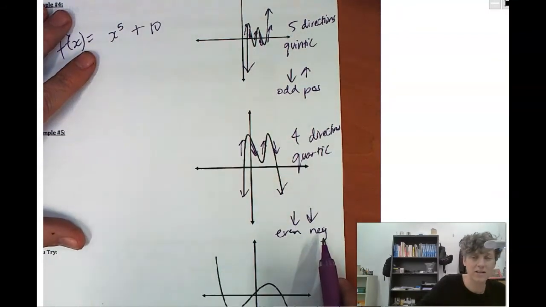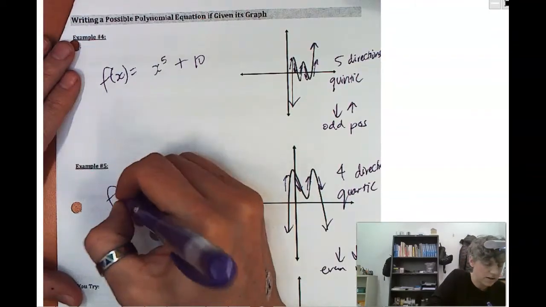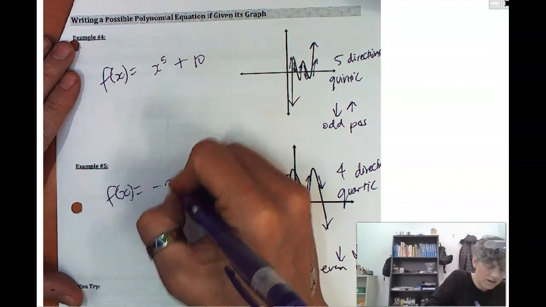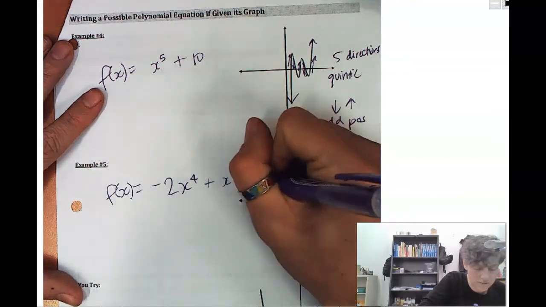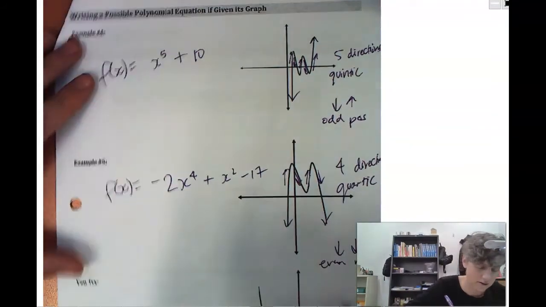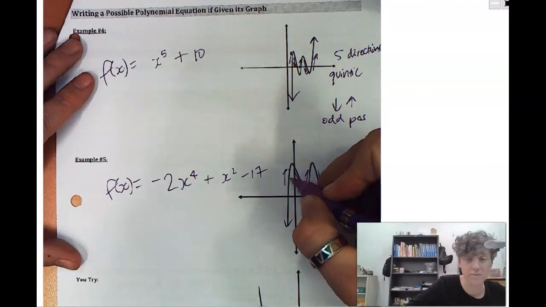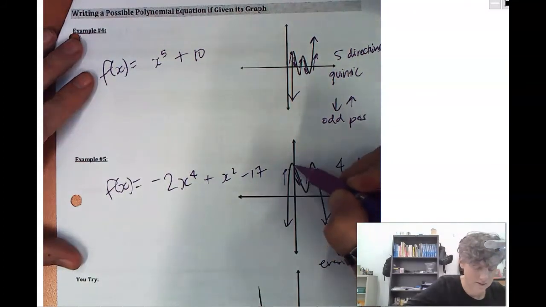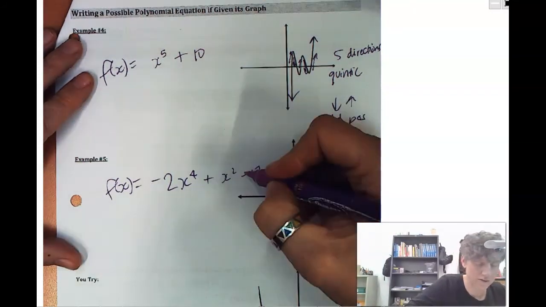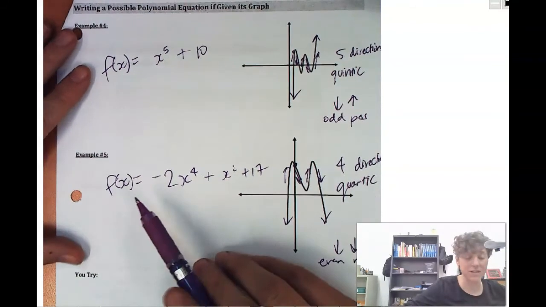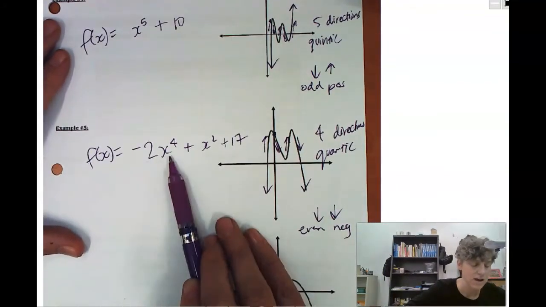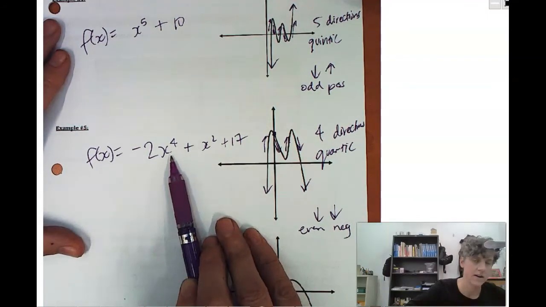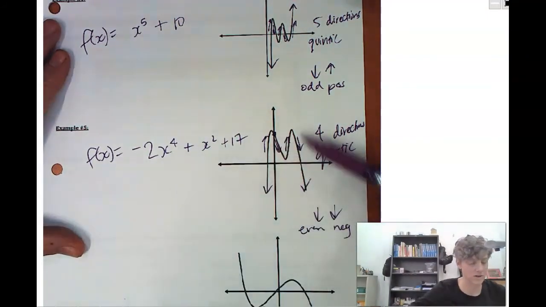I need a negative leading coefficient. So an example would be negative 2x to the 4th plus, I can add some change, x squared minus 17. I'm just making up some things. If I wanted to be more precise, that right there would be my y-intercept, which is clearly a positive number, so that should be a positive 17. Anyway, I'm most interested in, can you give me the correct sign of the leading coefficient and the correct degree based on the changes of direction here.